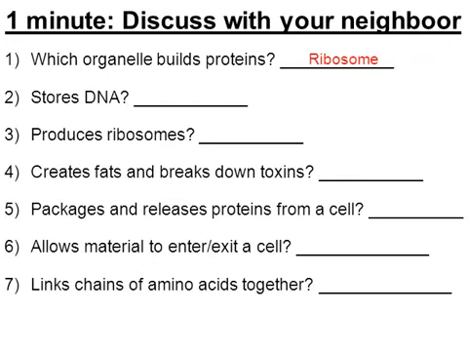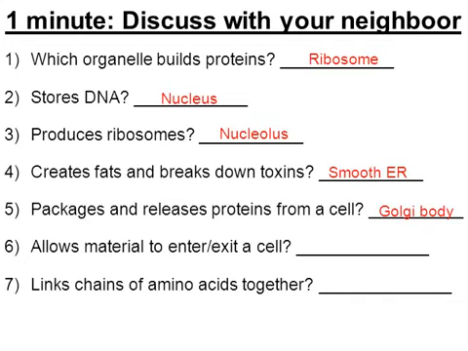Which organelle stores DNA? Well, that's the control center called the nucleus. Which organelle produces ribosomes? Well, that's the nucleolus. It's found inside the nucleus. Which organelle creates fats and breaks down toxins? Well, that's the smooth ER. Which organelle, number 5, packages and releases proteins from a cell? Well, that's the Golgi body. Remember, they're put inside of a protective vesicle.